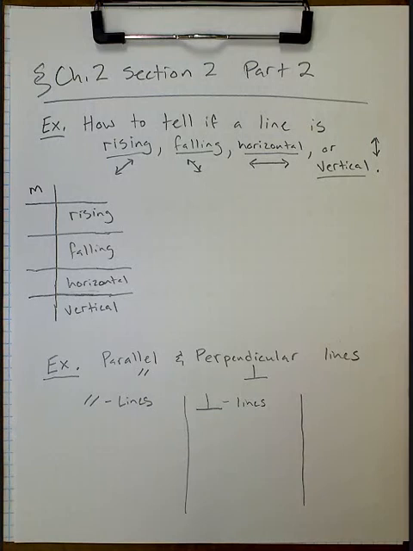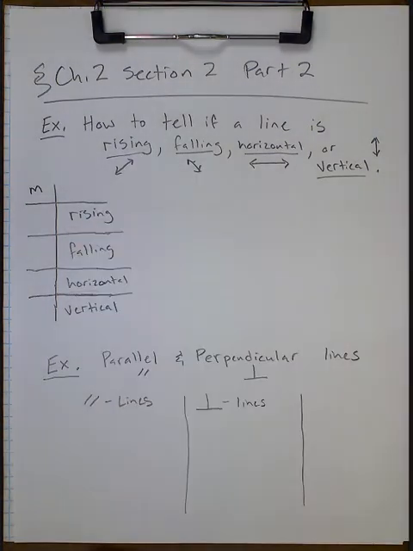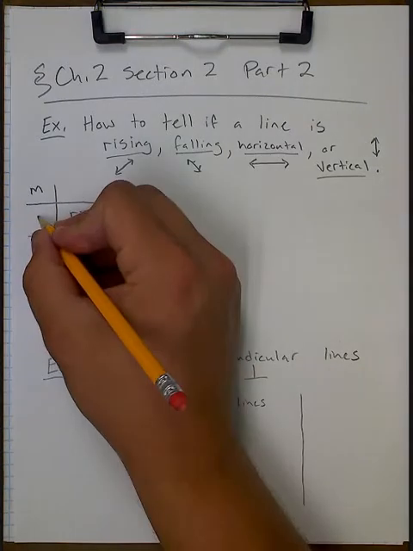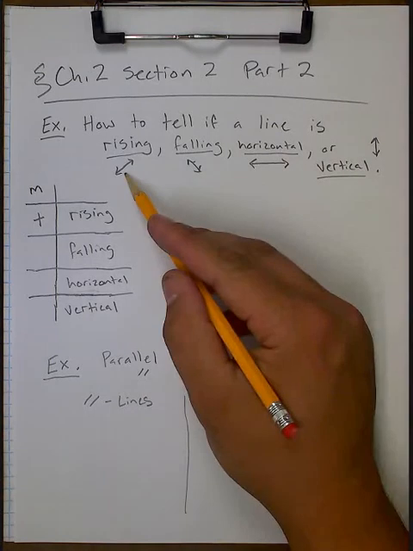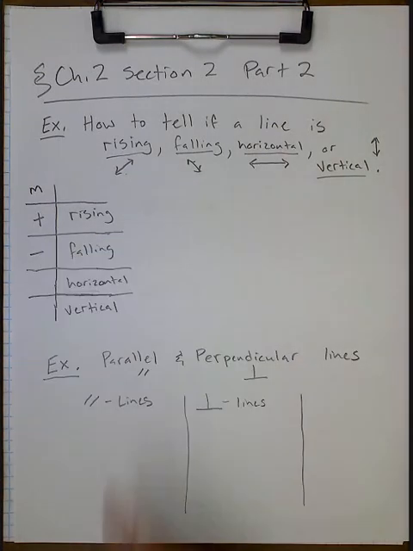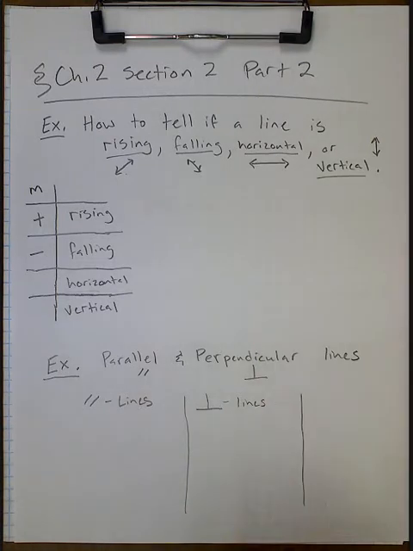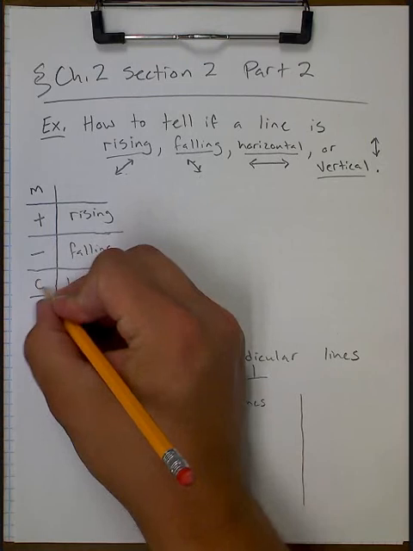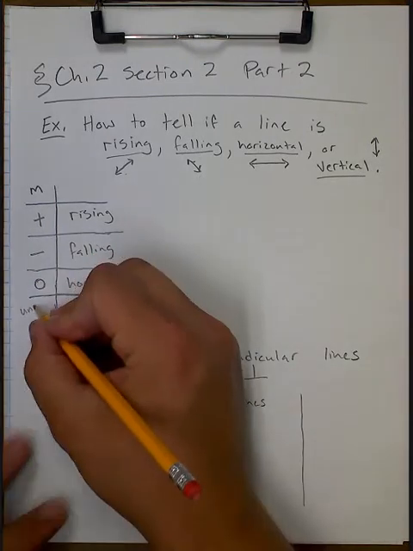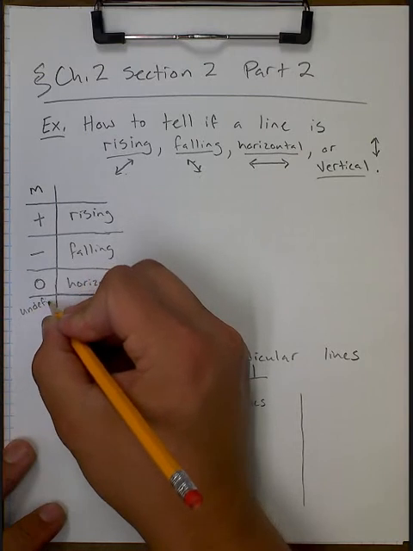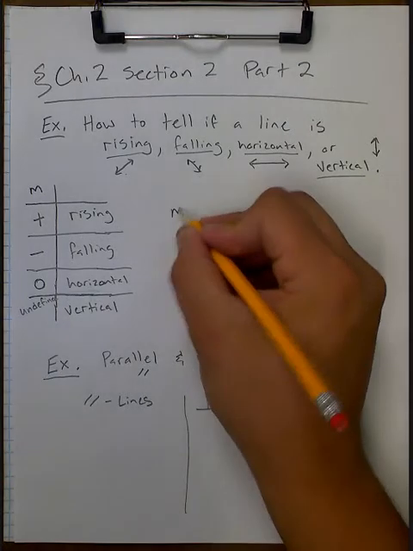Okay. I like to make a chart. m represents the slope. That's the variable that represents slope. If the m is positive, it represents a rising line, a line that looks something like this. And if the m is negative, that would represent a line that's falling, a line that looks similar to this one. Horizontal lines have a slope of 0. And vertical lines have undefined slope. This is when you divide by 0, undefined.